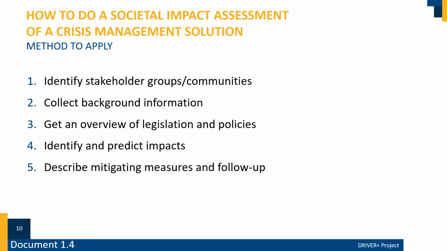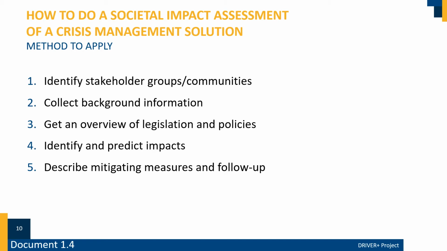5. Describe mitigating measures and follow up. Having identified which criteria may be affected, action can be taken in order to either mitigate effects or enhance them. Step 5 asks you to list some potential measures and actions, such as providing extra follow-ups for volunteers, establishing rapport with local community leaders, engaging with the communities and sharing more information about the activity.